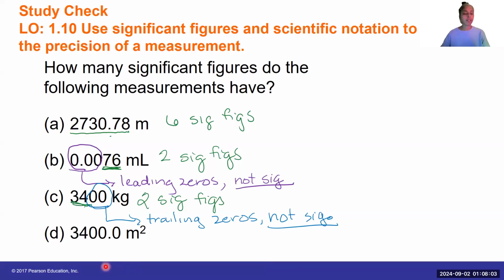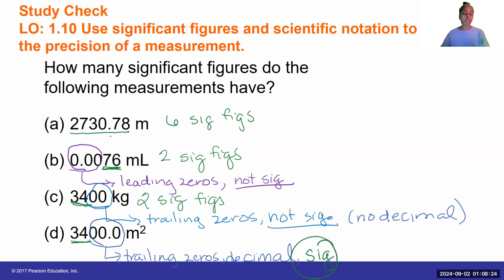What about the last value? 3,400.0 meters. Notice that we've got a 0 on the end and there's a decimal place. So do we count all of these zeros as significant? Sure we do, because there's a decimal. That means that these 3 zeros are significant and we have 5 significant figures.